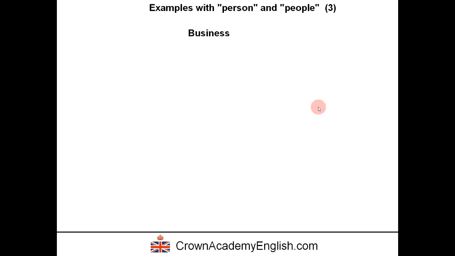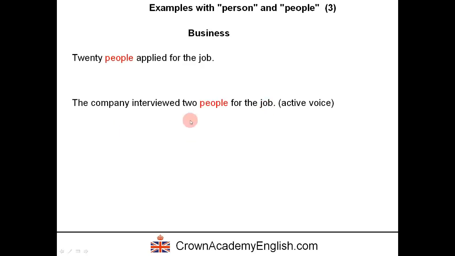Another example is a business context. So we can say 20 people applied for the job. The company interviewed 2 people for the job. So this is the active voice. The company interviewed 2 people for the job. But we can also convert this into the passive. 2 people were interviewed for the job. So this is now the passive.